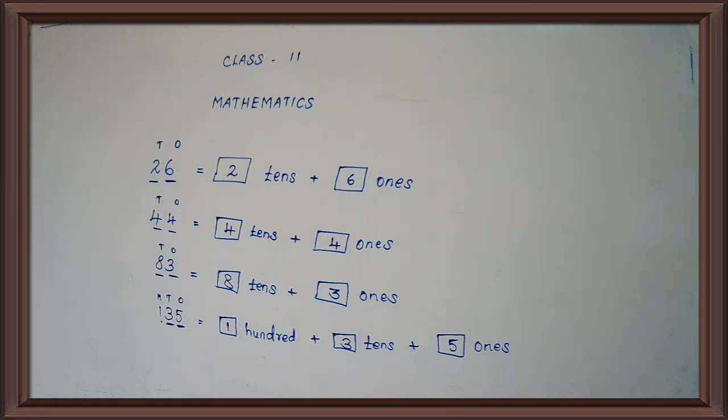First we want to fill the left side. Okay children. How many ones are here? See here, how many ones are here? 6. So we want to write 6 in the box. Then see how many tens are here. This one is the tens place. How many tens? 2. Yes. So you want to write here 2 tens. Now the second one you have to see, 44.